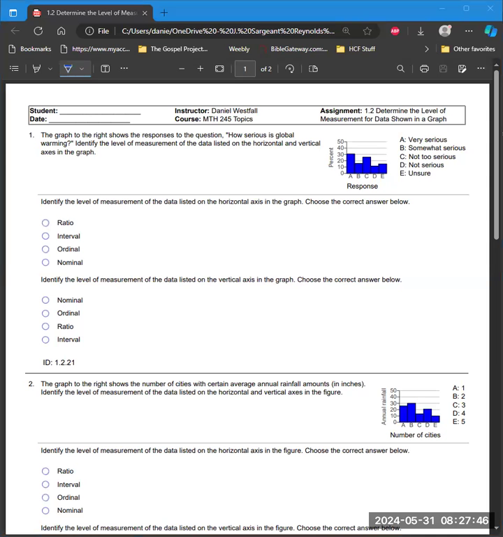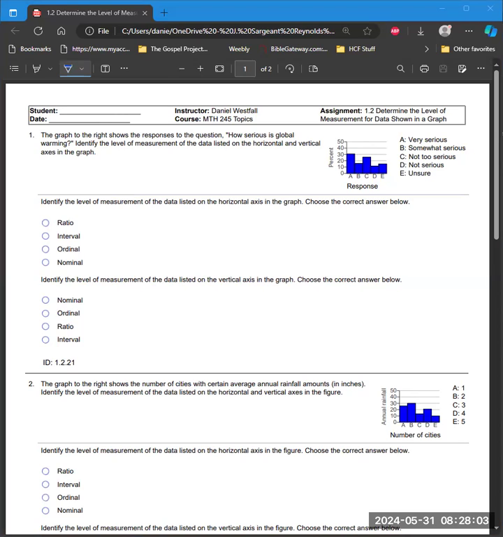In this video, we're going to determine the level of measurement for data shown in a graph from 1.2. The graph to the right shows the responses to a question, how serious is global warming? Identify the level of measurement of the data listed on the horizontal and the vertical axes in the graph.